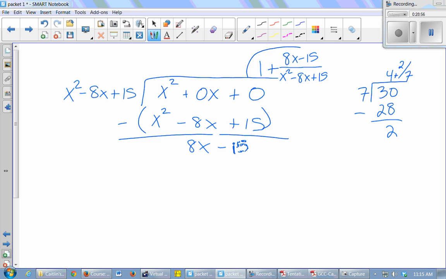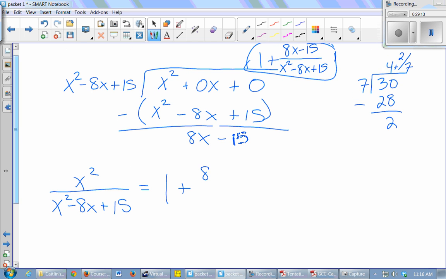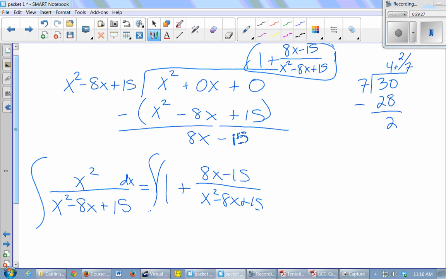All right, so this is equal to the original fraction, right? So I would say x squared divided by x squared minus 8x plus 15 equals 1 plus 8x minus 15 over x squared minus 8x plus 15. All right, so if I wanted to take the integral of this guy, that would equal the integral of this guy. Good?